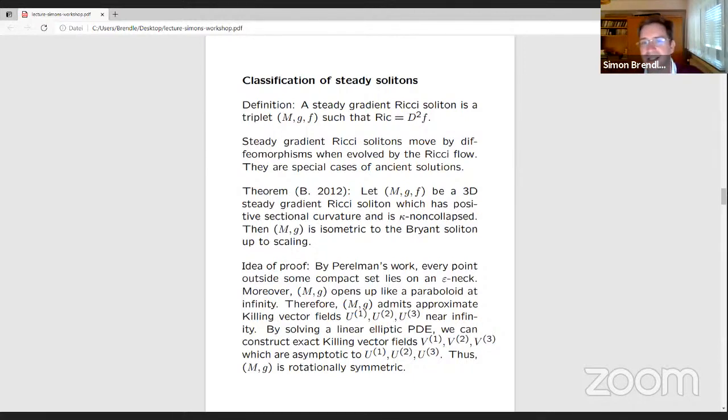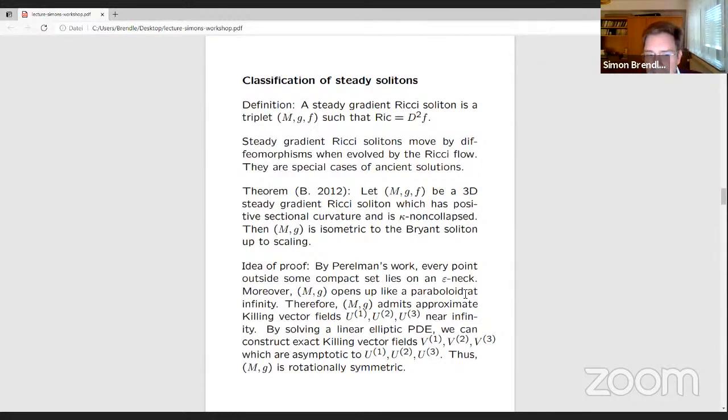So let's turn to solitons. A steady gradient Ricci soliton is characterized by the condition that the Ricci tensor is the Hessian of a scalar function, and then it moves by diffeomorphisms, and the diffeomorphisms are generated by the gradient of f. And such a thing is a special case of an ancient solution. And then it turns out that, well, it's a special case of Perelman's conjecture, that if you have a steady gradient Ricci soliton, which is non-collapsed and has positive sectional curvature, then it has to be the Bryant soliton.